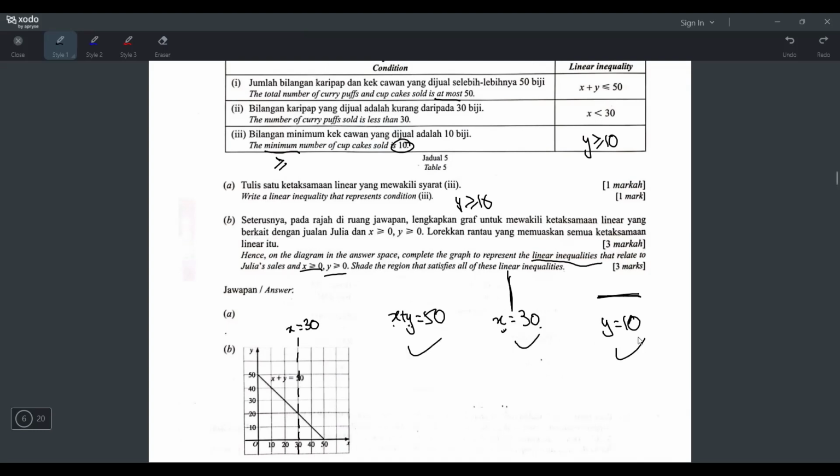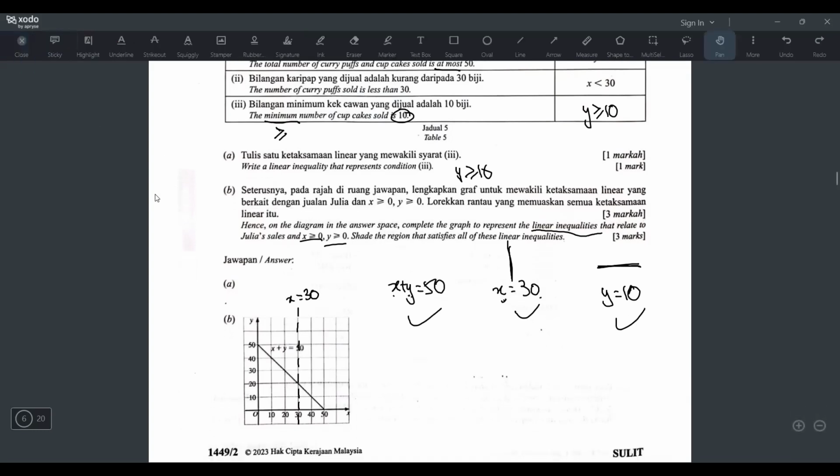The last line y equals 10. Okay, ini pun tak payah cari point. You don't have to find two coordinates because this is a horizontal line, right? Everyone knows how to draw a horizontal line. Just put a ruler there and just draw it. Okay, even kindergarten student can do it. You don't need to cari point.